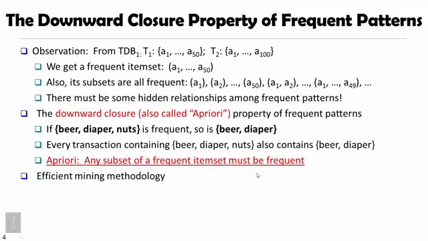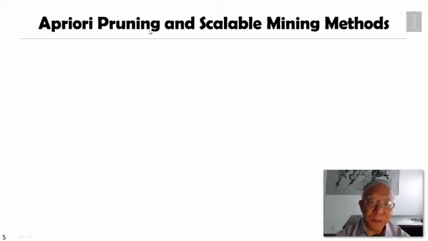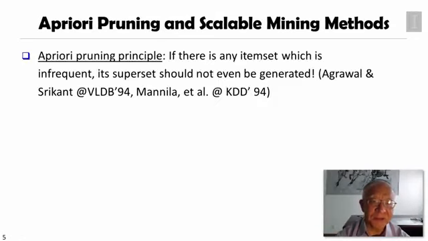So in that context, we can derive an efficient mining methodology. The general philosophy is this. If you find an itemset S, any of whose subsets is infrequent, then there's no chance for S to become frequent, because based on this Apriori property, we do not even have to consider mining S. This actually turns out to be a sharp knife for pruning. Based on this Apriori pruning, it generates quite a lot of scalable pattern mining methods.